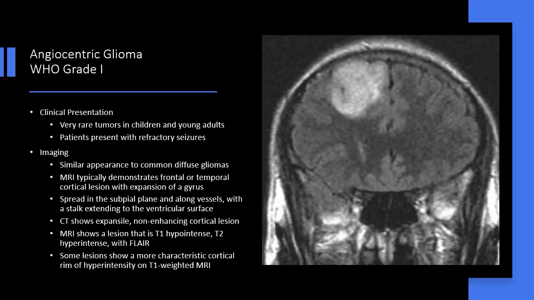Angiocentric gliomas are rare tumors that were first described in 2005 and first introduced into the World Health Organization classification in 2007 as a grade 1 tumor. They are typically found in children and young adults with refractory seizures.